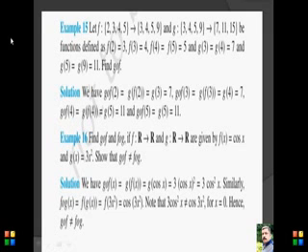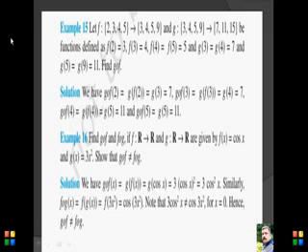We have (g∘f)(2) = g(f(2)), and your f(2) is 3, so this is g(3), and your g(3) is 7. So directly, g(f(2)) is 7. Same thing for g(f(3)) = g(4) = 7. Like this, the remaining part you solve. So this is a very simple example for finding g∘f.